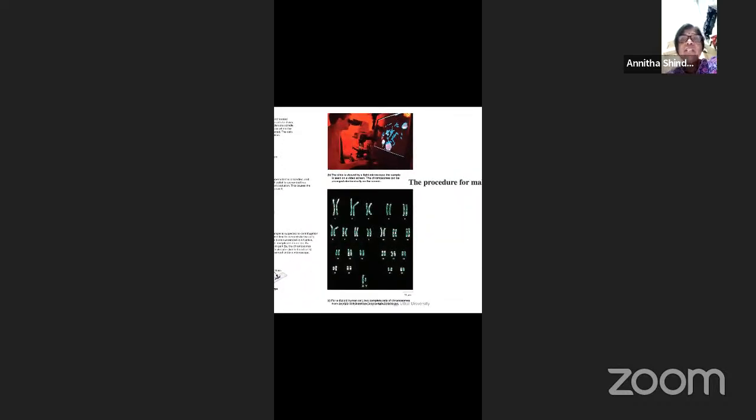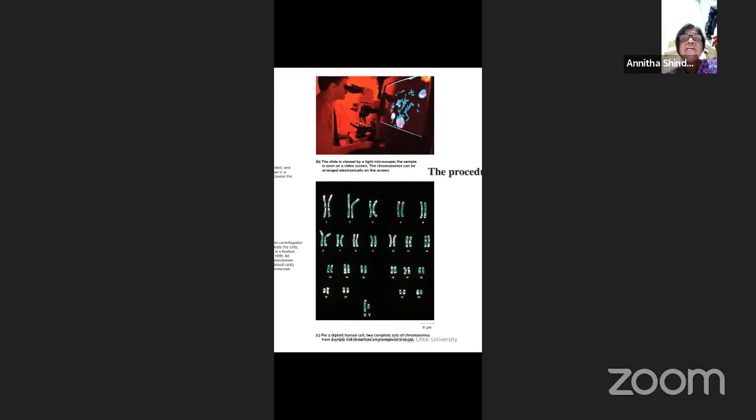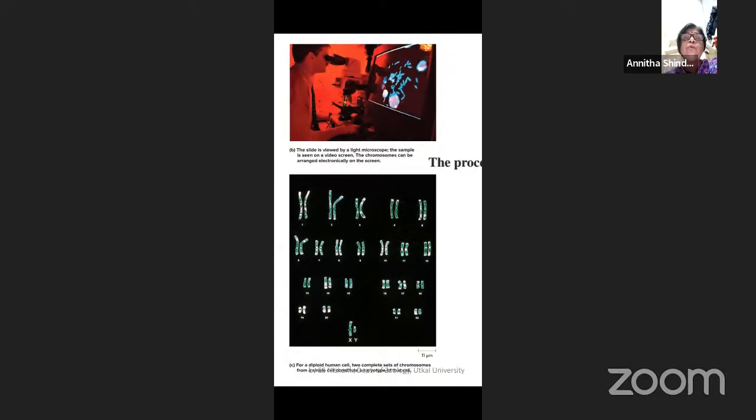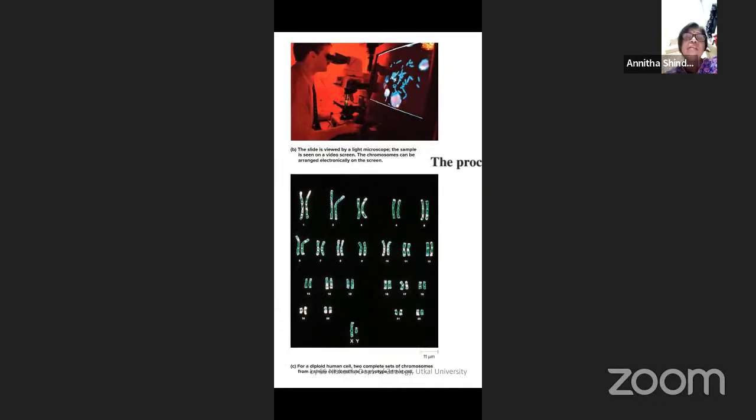See here, the procedure for making a human karyotype. This is how they have prepared it. This is a chromosome plate that they have prepared and are observing. The slide is viewed by a light microscope.